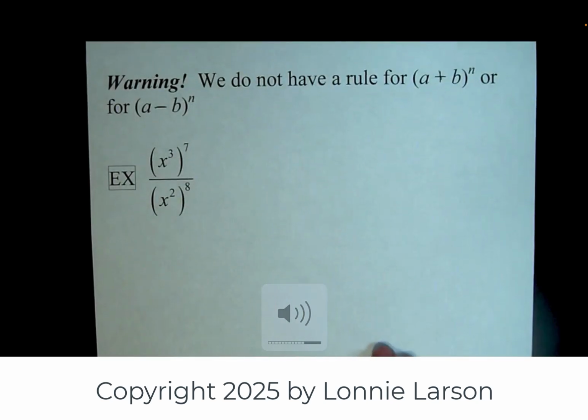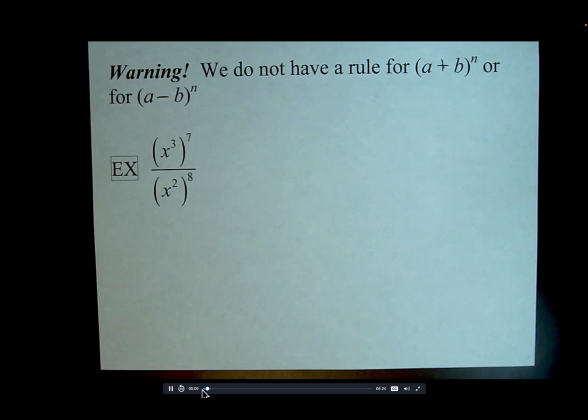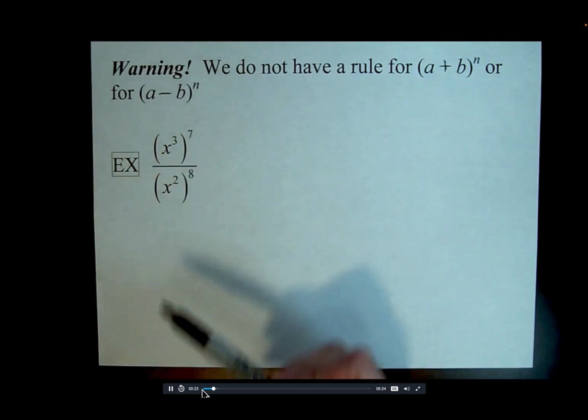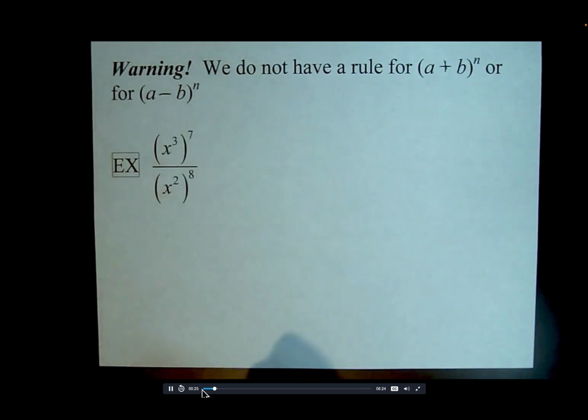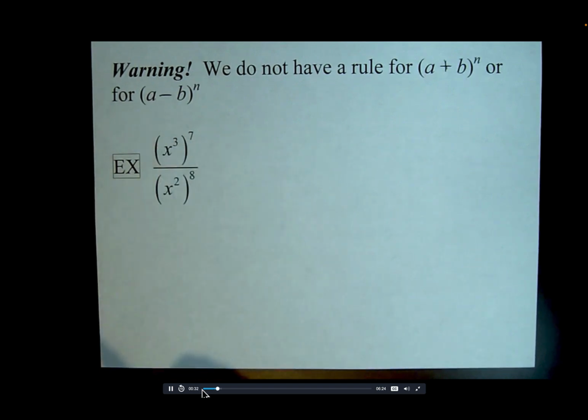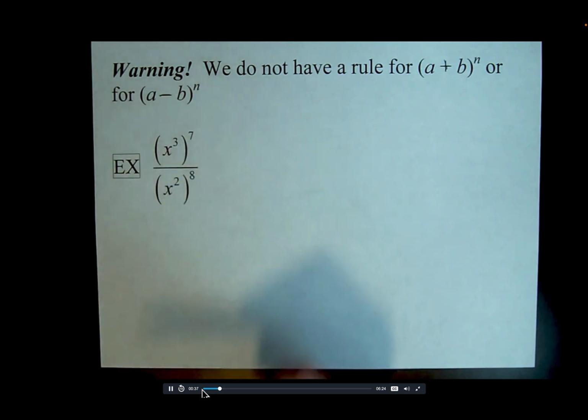Welcome back. We're now going to get some practice applying the rules for exponents to actual examples. So, first example, x cubed raised to the 7th power over x squared raised to the 8th power. Now, there's a certain temptation to start canceling x's, but notice these x's aren't free to interact with anything else in the expression because they're stuck inside parentheses.